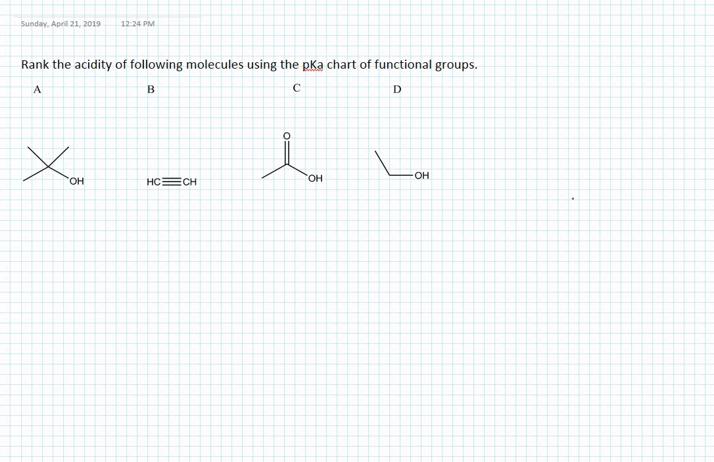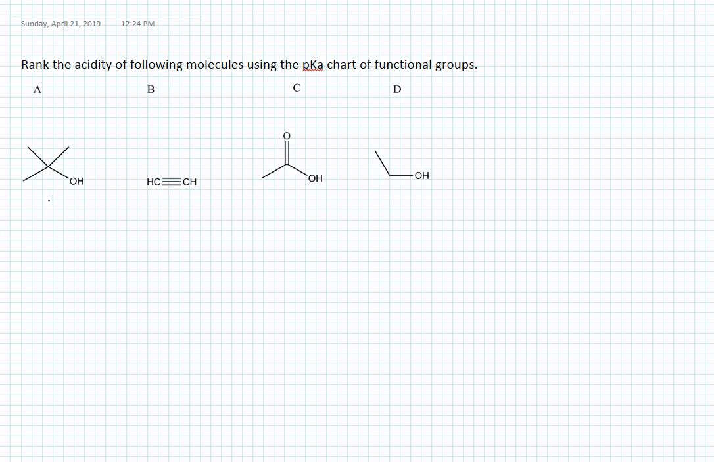Hi, in this tutorial we are going to solve a question related to a comparison of pKa of different functional groups. The question asks us to rank the acidity of the following molecules using the pKa chart of functional groups. So basically we have to rank the pKa's or acidity of 4 molecules. Let's look at what these 4 molecules are.